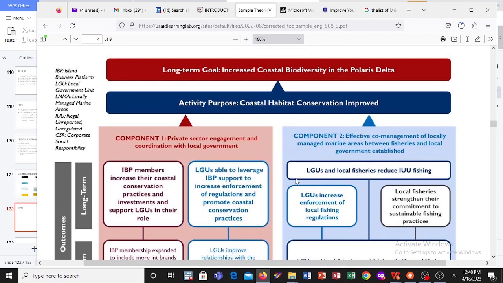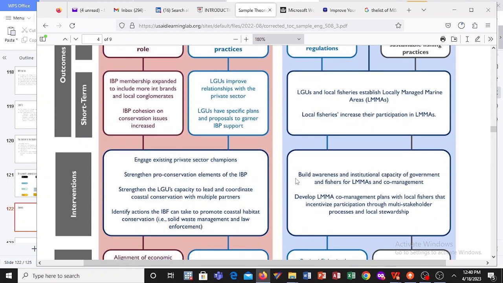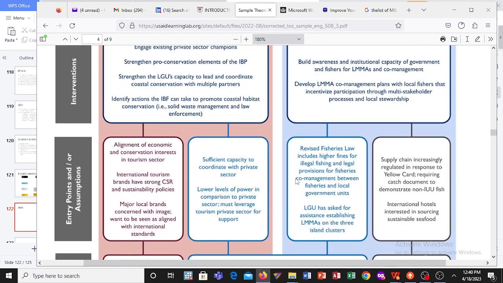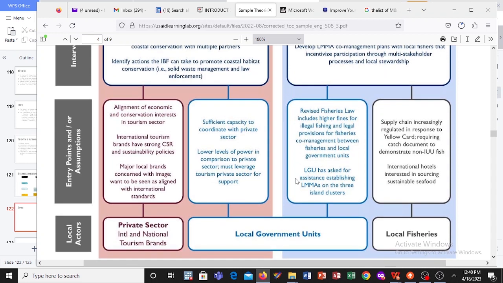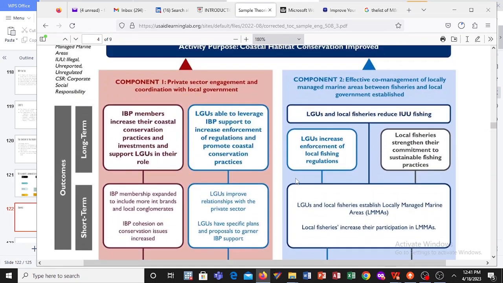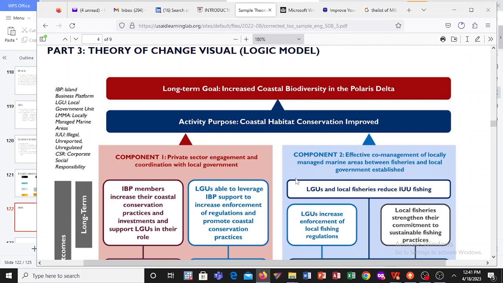So this is a sample of a theory of change for a biodiversity project in Flores Delta. It's divided into components that are mentioned in the long-term outcomes and short-term outcomes. Then the interventions or activities I hope to implement to lead to those outcomes, and the entry points or assumptions: how the project will be successful, the support they may need, and the key people who are being affected. So this is it about the theory of change.